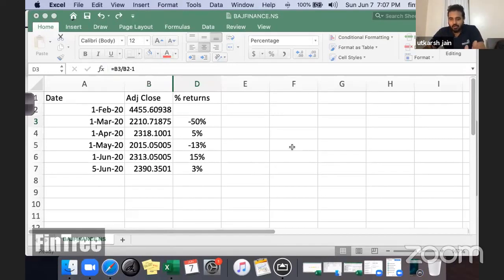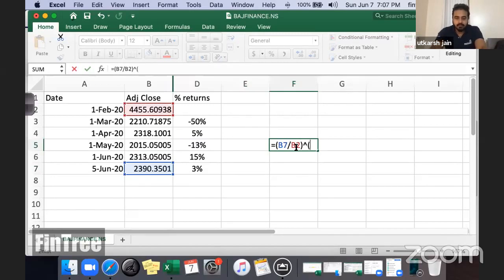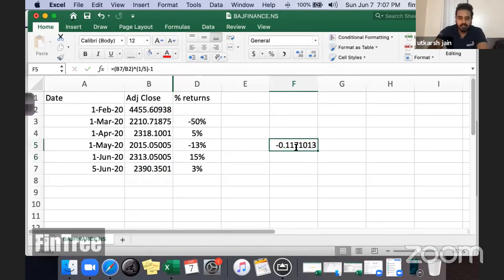By the way, was there a shortcut to do it? Yes. If I had to do it fast here on Excel, here's how I'll do it. I'll just say bracket open, closing value divided by the opening value, raised to 1 by 5, and then minus 1, and there you go. I have the answer, which is minus 11.71%.